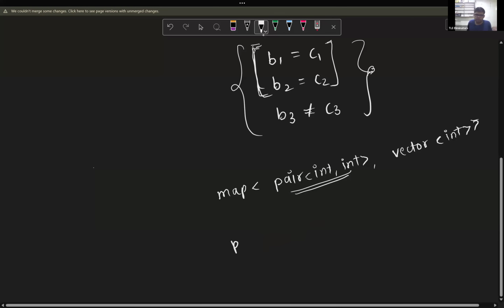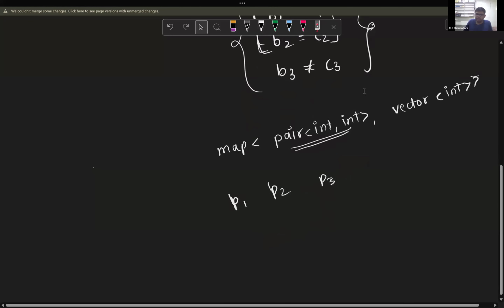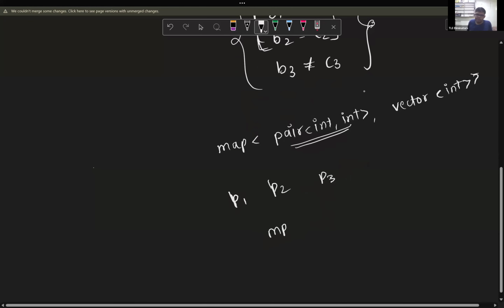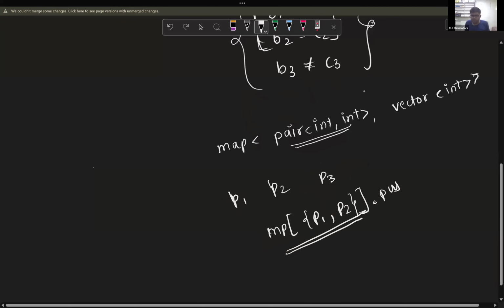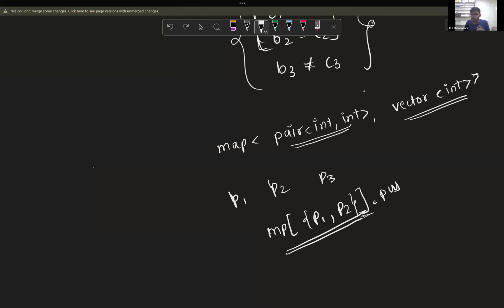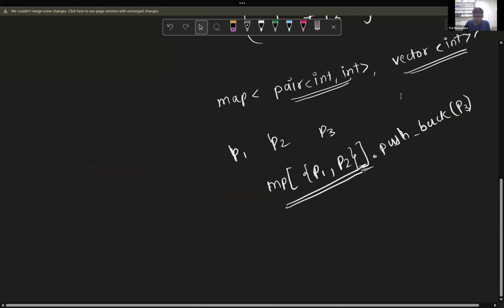Or maybe if we are talking about a triplet of P1, P2, P3, three elements, then what we will do is say that in the map, put P1, comma P2 as the key, and map of P1, P2 will give me the vector, the value for that key, in which I will just push back the third element.